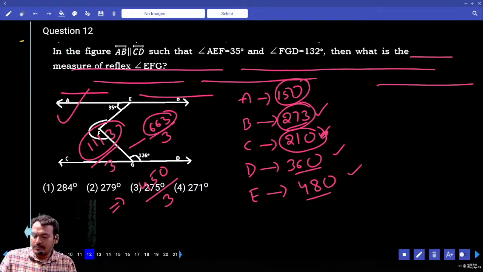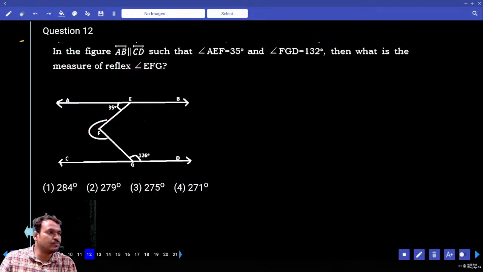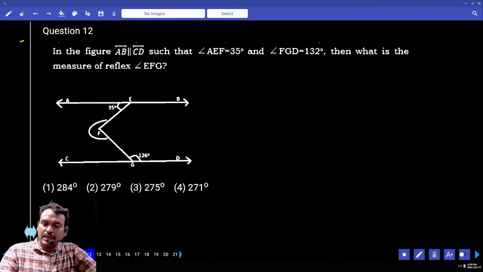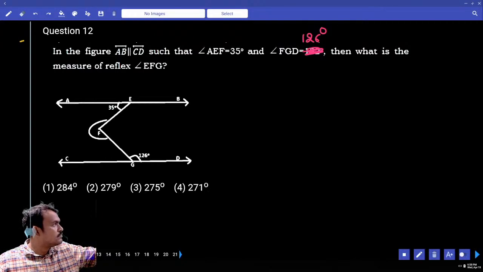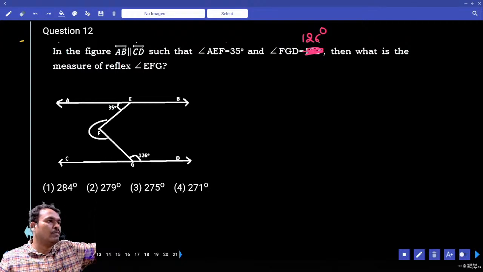Next, the 12th one. In the figure, AB is parallel to CD, and angle AEF equals 35. Angle FGD equals 132. And what is the measure of the reflex of angle EFG? It is not 132, it is 126. In the diagram, it is already given as 126. Angle FGD is 126, not 132.